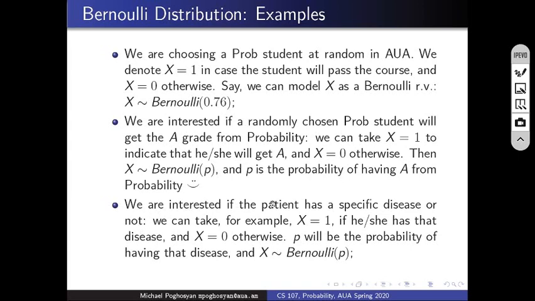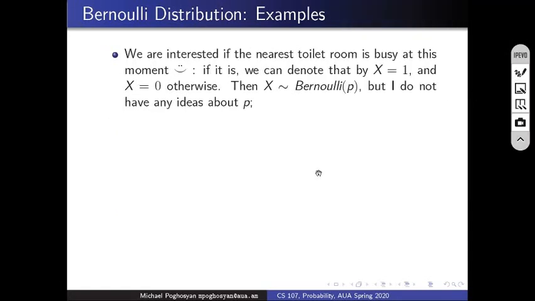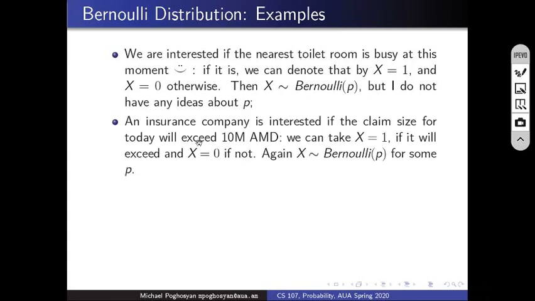Another example, we are interested if a patient has a specific disease or not. X is 1 means he or she has that disease, X is 0 otherwise, and in this case p will be the probability of having the disease. Of course, in this case, talking about success is not correct, but this is a general term for a Bernoulli random variable. Next example, we are interested if the nearest toilet, I'm skipping this example, you can read that by yourself.